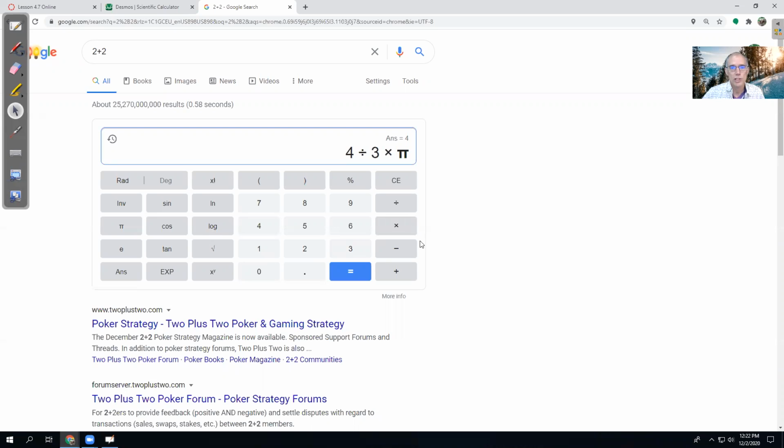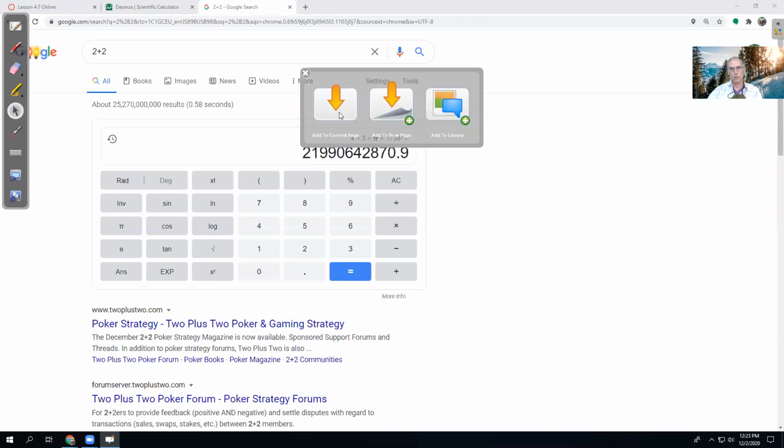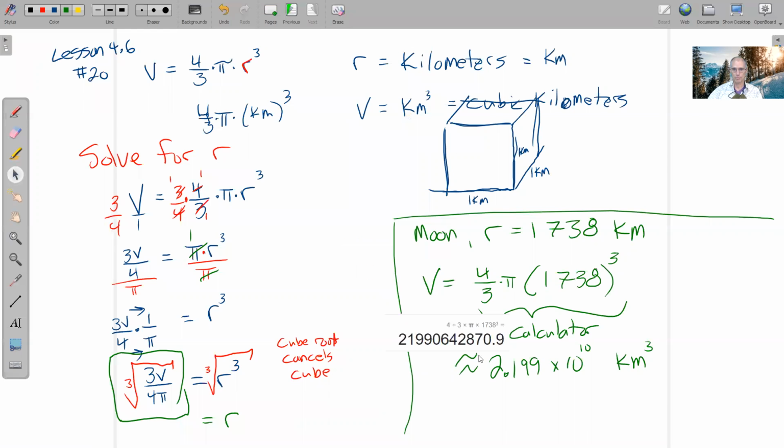So I'm going to try it on Google, see if it gives me anything different. 1,738, and there's the power button, to the 3rd. Okay, so Google actually didn't give me scientific notation, it gave me all of those digits. So then I have to decide where to put the decimal. This is a good one to look at, so let me screenshot that. If your calculator doesn't give scientific notation, like this one here, then I have to figure out what to do.